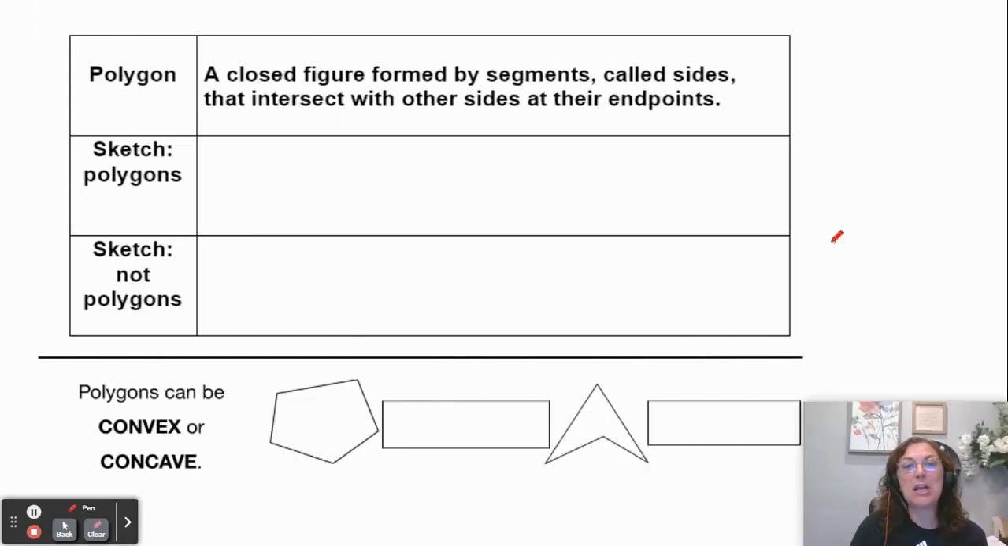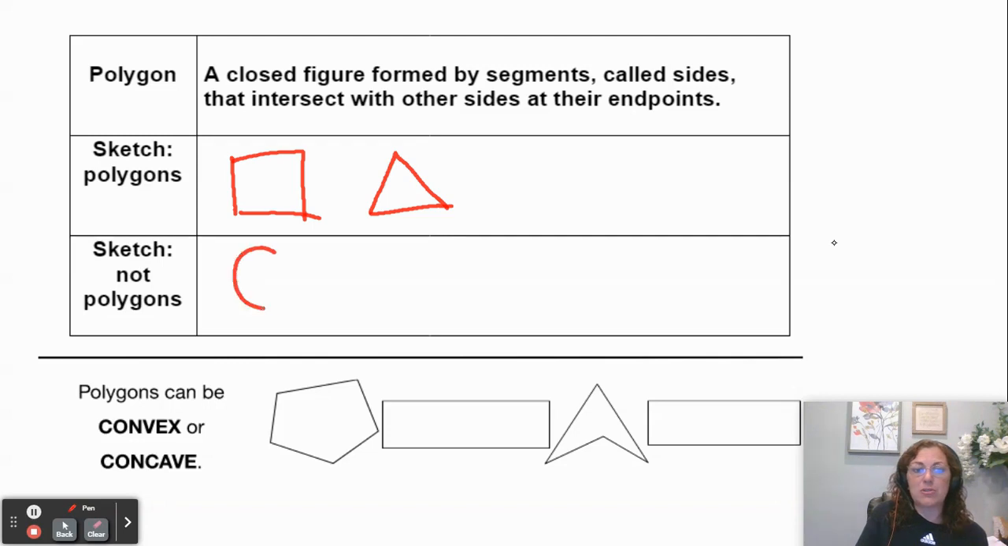In this lesson, we're going to take a look at polygons. Now, a polygon is a closed figure formed by segments, and these segments are called sides. And these sides intersect with each other at endpoints. Polygons that you may be familiar with would be a square or a triangle. Things that are not polygons would be a circle because there are no sides.